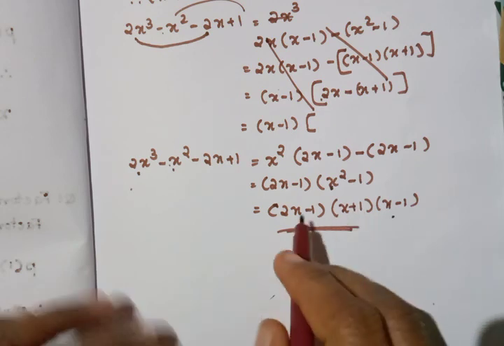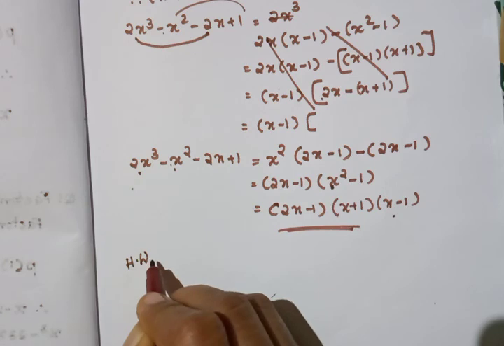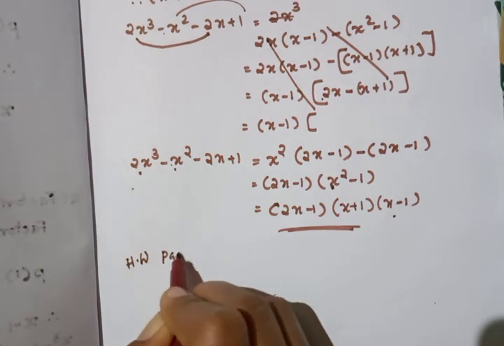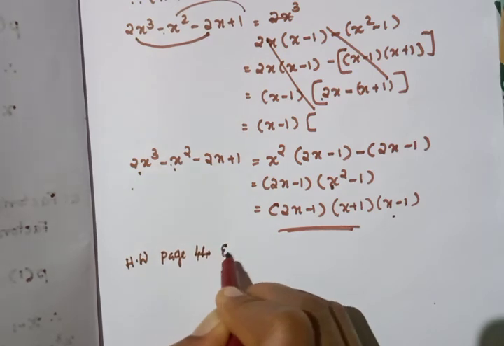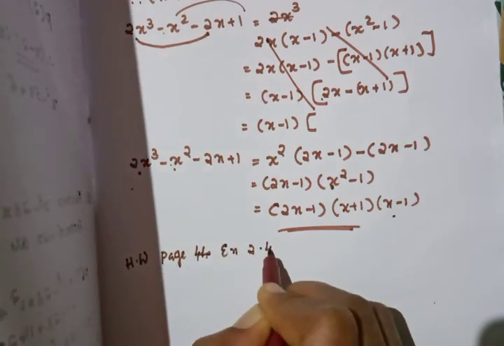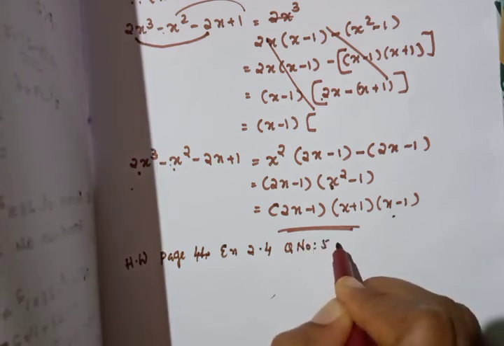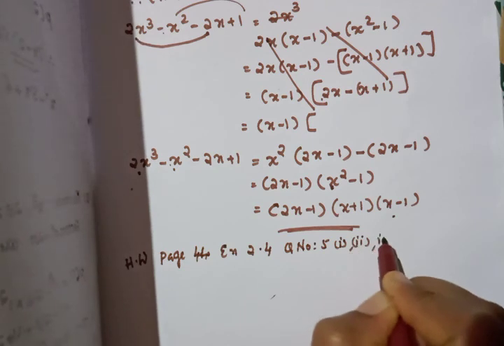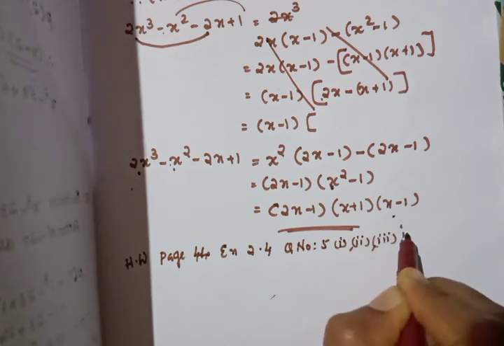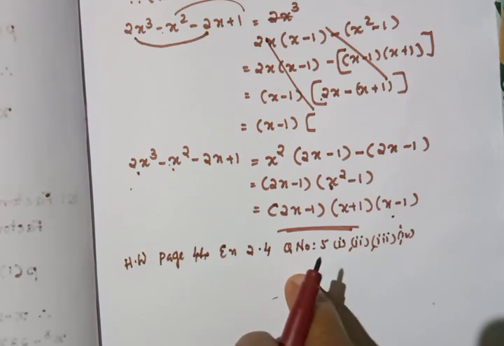Clear? Clear? Now you have one more homework from this part. Homework, that is page number 44, exercise 2.4, question number 5. There also you have 4 sub questions. You should complete this before 3 o'clock and submit. Got it? Okay. All the best.